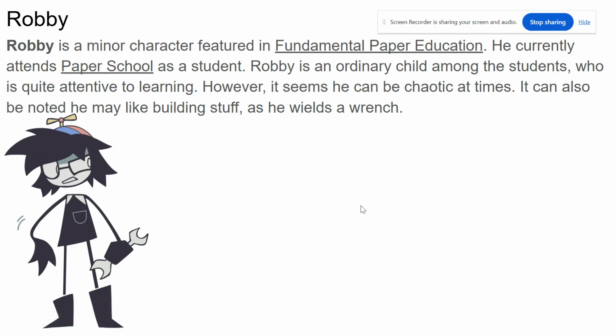Robbie. Robbie is a minor character featured in Fundamental Paper Education. He currently attends paper school as a student. Robbie is an ordinary child among the students who is quite attentive to learning. However, it seems he can be chaotic at times. It could also be noticed he may like building stuff as he wields a wrench.